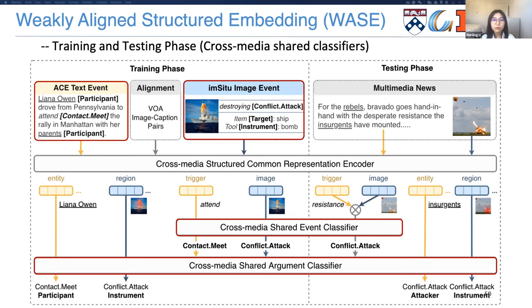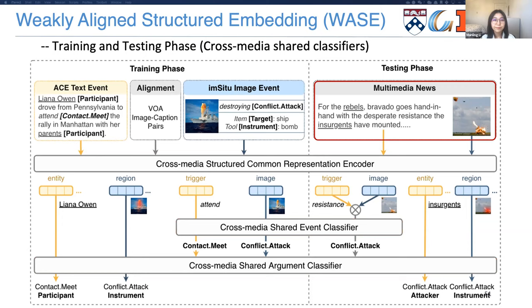The magic here is that we use the cross-media alignment, and this alignment is trained using image caption pairs. These image caption pairs are crawled from VOA news websites. So this training data set comes for free, and we call it the weakly aligned structured embedding framework. After training, we can process real multimedia documents. Given one sentence and one image, we can parse them into graphs. Since they lie in the same common space, we can average the representations of trigger and image to predict the event type jointly, which is more accurate than predicting each modality independently, and we prove it in the experiments.